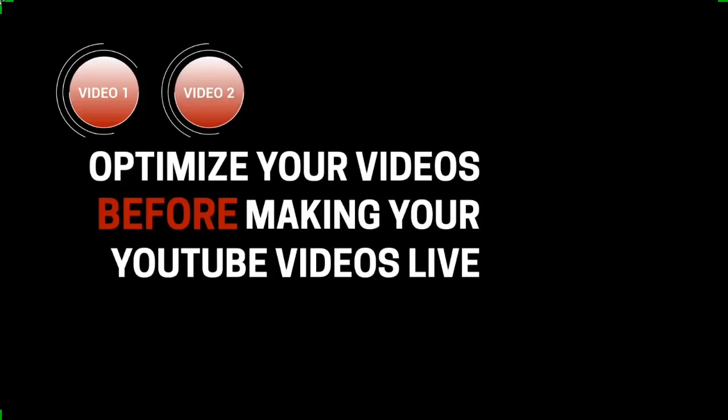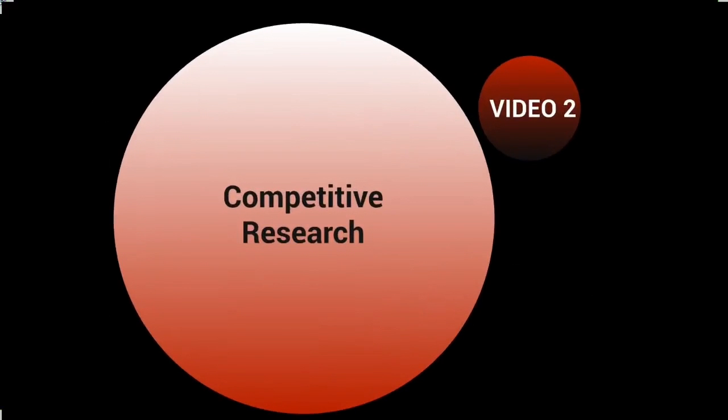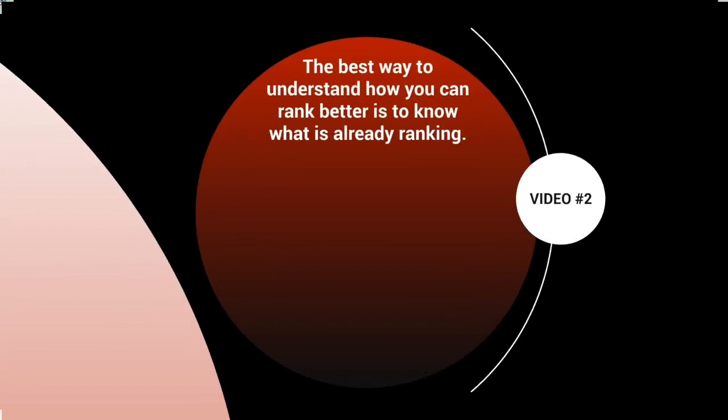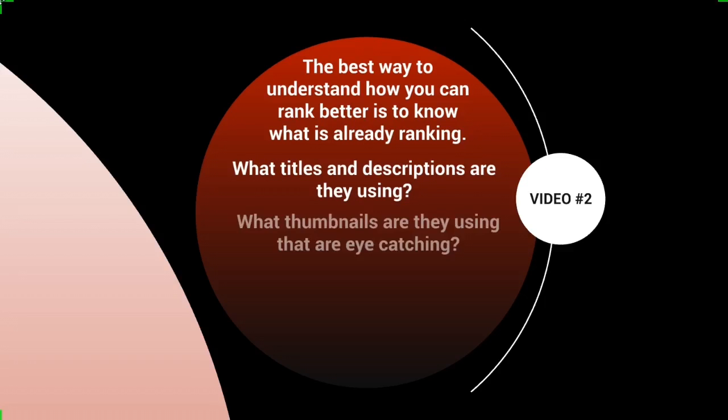Hello and welcome back. This is video number 2. So let's talk about competitive research. You see, the best way to understand how you can rank better is to know what is already ranking in your niche or your market. So what we want to do here is analyze the videos that are on the top. I want you to specifically look at what titles, what descriptions are they using, and what thumbnails are they using that are eye-catching. And what is the user experience like when you click through those videos?